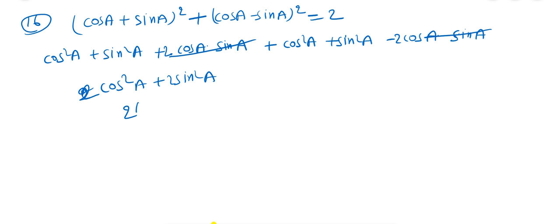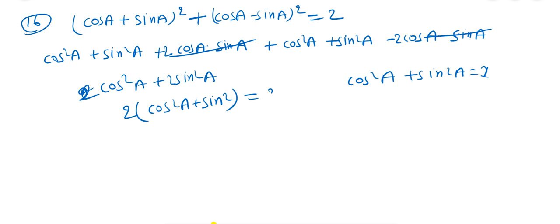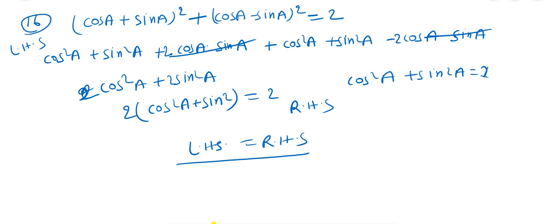So I will take 2 common, cos square A plus sin square A. And all of you know, as I explained very well in the first video, cos square A plus sin square A is equal to 1. So the answer is 2. So I started from LHS and we reached the RHS. Hence proved, LHS is equal to RHS. So hope this is clear to you.